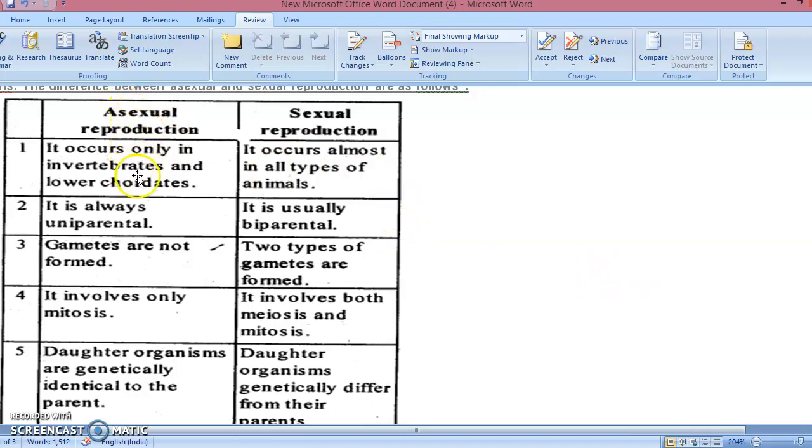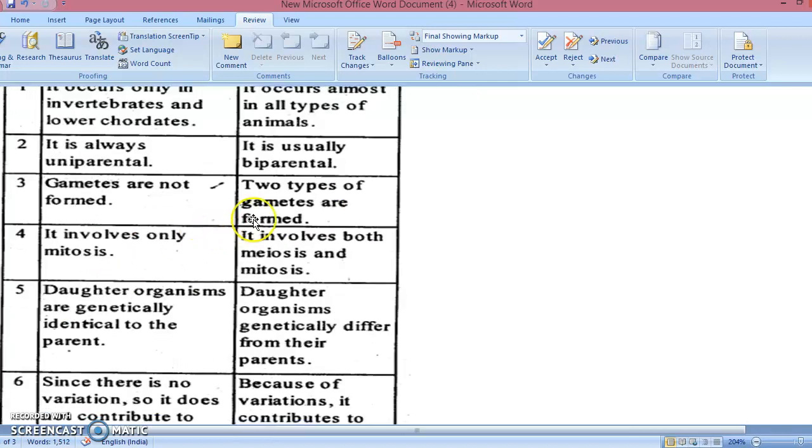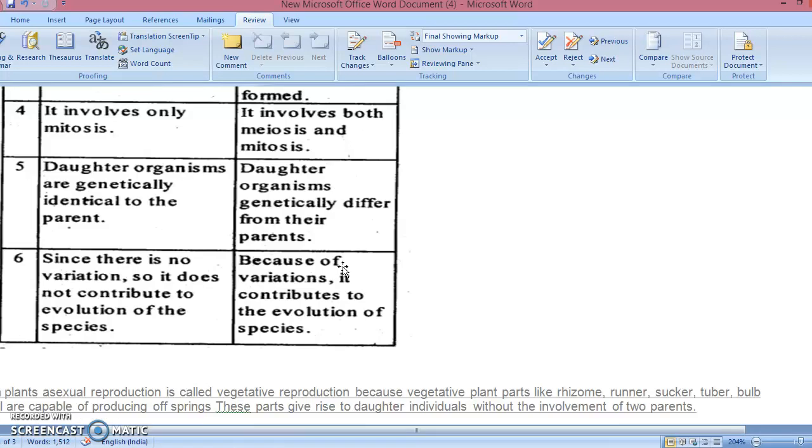Asexual reproduction occurs only in invertebrates and lower chordates. But sexual reproduction occurs almost in all types of animals. Asexual reproduction is always uniparental, whereas sexual reproduction is biparental. Then gametes are not formed in asexual, isn't it? Here two types of gametes are formed, male gamete and female gamete. Asexual reproduction involves only mitosis, but here for the development of gametes there is a cell division, yes, meiosis. So it involves both meiosis and mitosis.